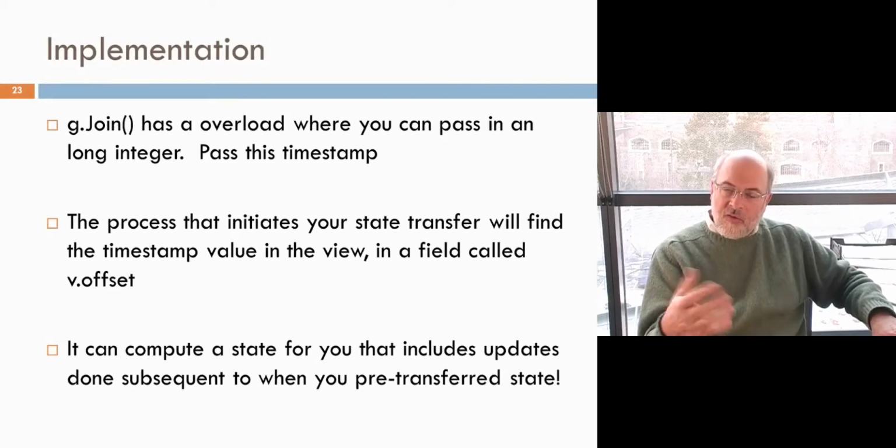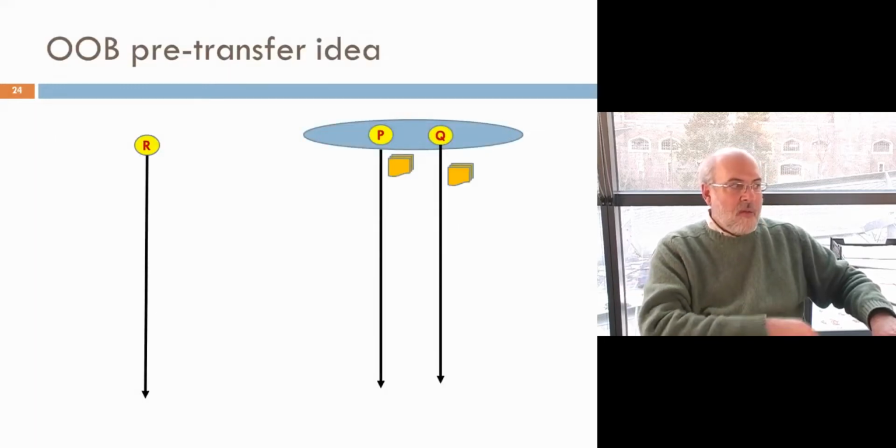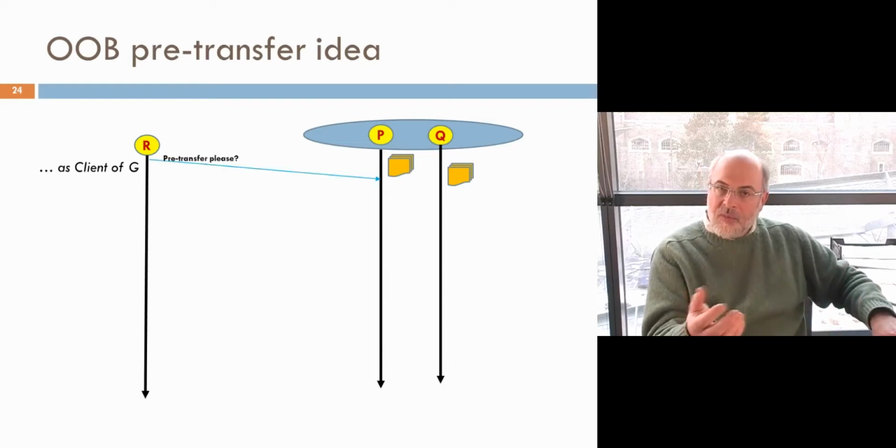And then the state transfer is going to include just the updates that need to be sent, but you're going to have to implement a mechanism for tracking those updates and sending just them. So here we can see it as a picture. P and Q have some very, very large state. We want R to join. R becomes a client of the group and makes this request.